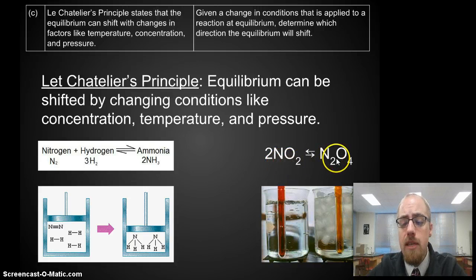On the flip side, if your K value is greater than 1, like in the case where you take the exact same sample and put it into ice, you're going to wind up with a lot more N2O4 because that's the exothermic reaction, and that ice will be sucking that energy away from the reaction.